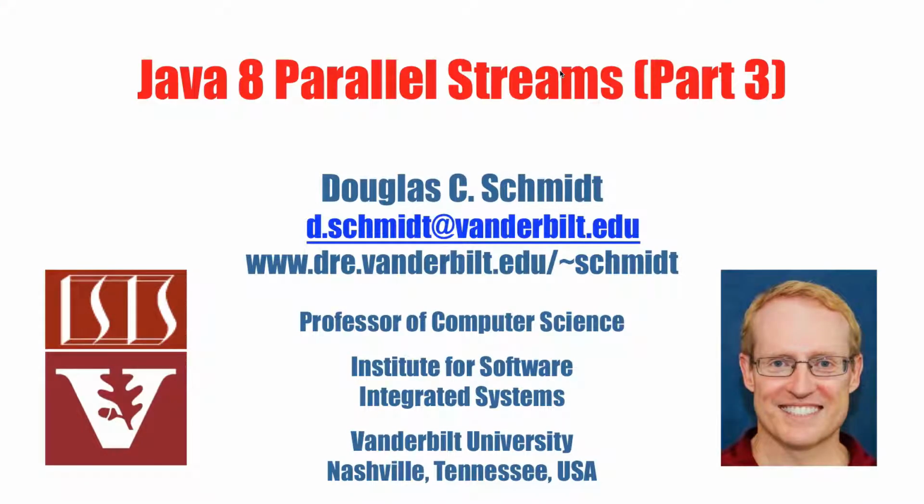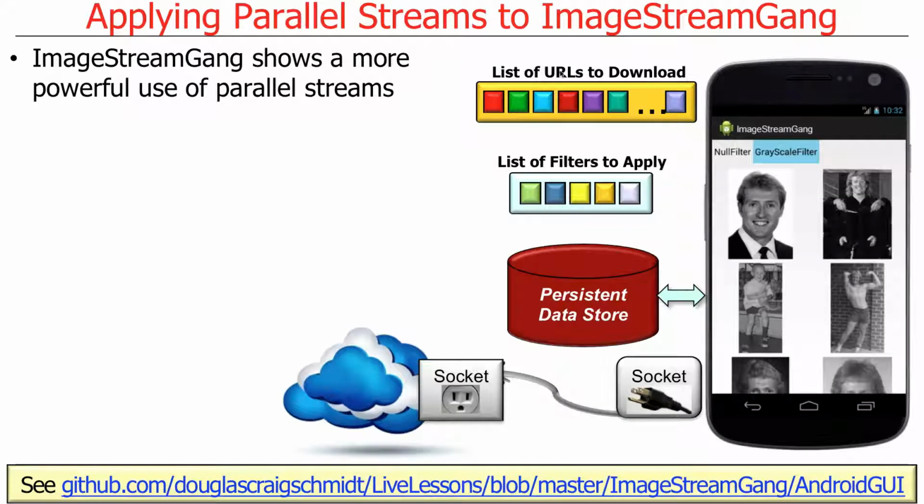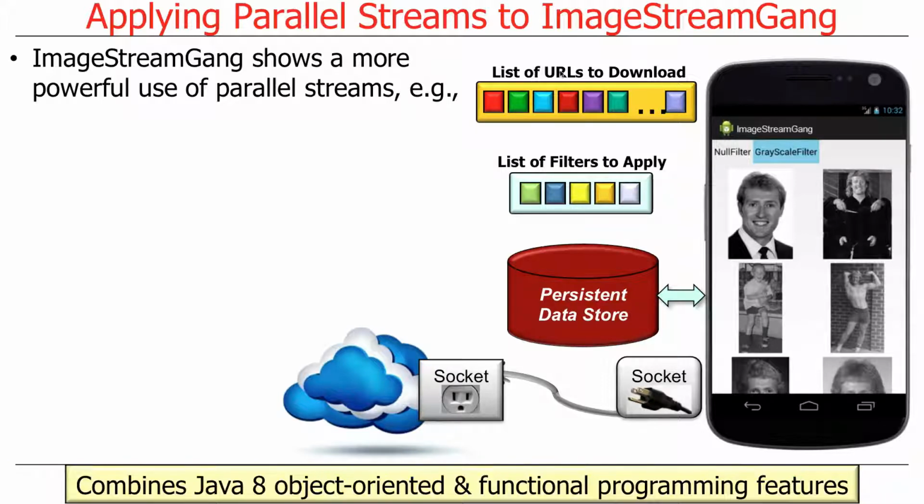Okay, now that we've taken a look at a very simple example of parallel streams, which was just a concurrent version of our sequential search gang program from earlier, we're now going to take a look at a more advanced example. And this example will be based on something called the image stream gang. And an image stream gang does basically downloading and processing of images that it gets from the network or from a local file cache if we just want to test the concurrency models. And I'll talk about what the program does, and we'll see how we can use streams. This will also introduce us to much more interesting mechanisms available in parallel streams. So this example works as follows.